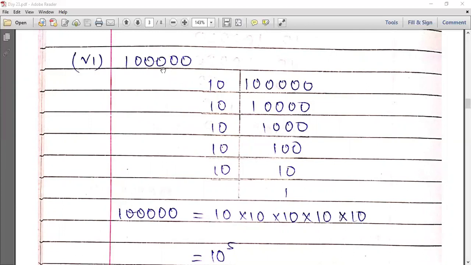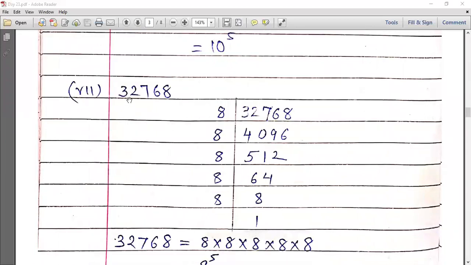Here you can see there are 5 zeros. So 10 raised to 5. That will be the exponential form of it. This is the simplest trick. If you don't remember the trick, then find the HCF and write it as usual.